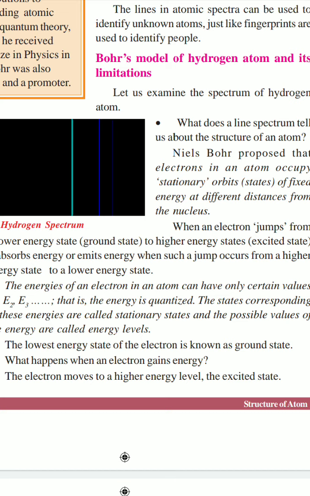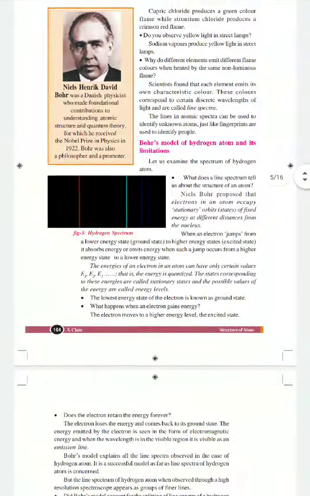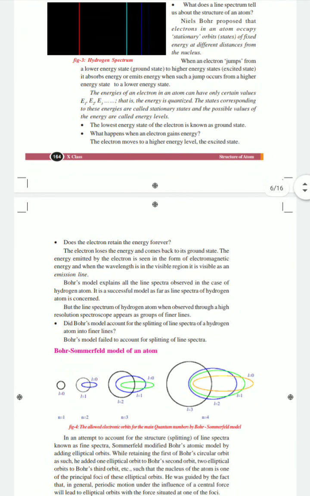Okay children, but according to Bohr's model of the atom, by using this line spectra we can get only the structure of hydrogen, and this is not suitable for the remaining atoms.